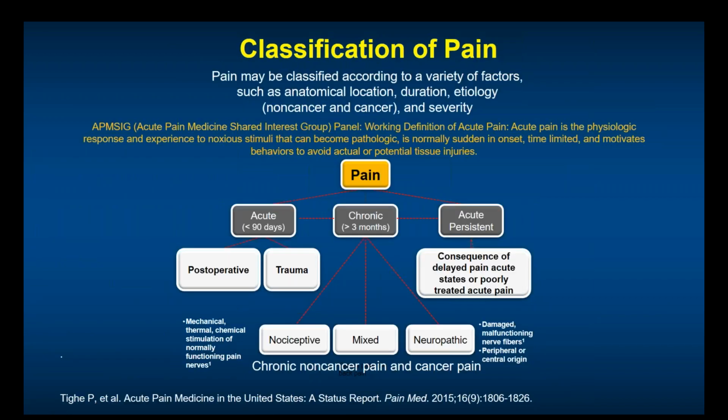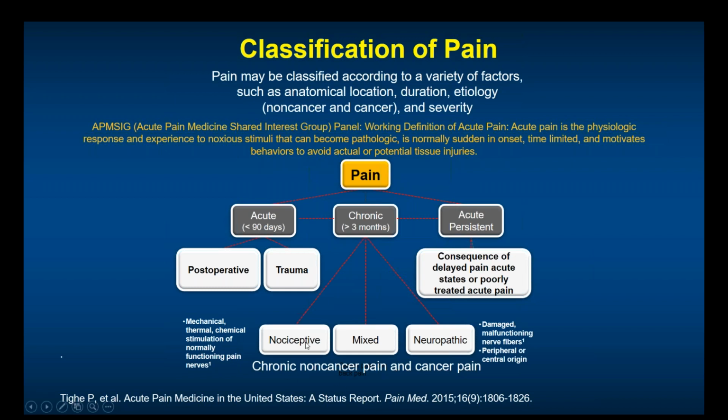Now, the next slide I just want to briefly mention, and you all know that there is a classification of pain. Pain can be classified as acute pain, and that is usually pain that's less than 90 days. Postoperative and trauma pain would comprise acute pain. And then there's chronic pain, that is pain that lasts for greater than 3 months. But there's this acute persistent pain. And this is pain that transitions into chronic pain. That is acute pain that lasts longer than a week or two and transitions into a chronic pain state.